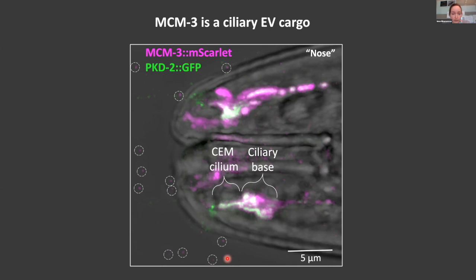Whether the function of MCM protein in the cilia is somehow associated with its DNA binding ability, we don't know. It's a subject of further investigation, but there is no doubt that MCM proteins are important for ciliary function in an evolutionarily conserved manner from human to worm.